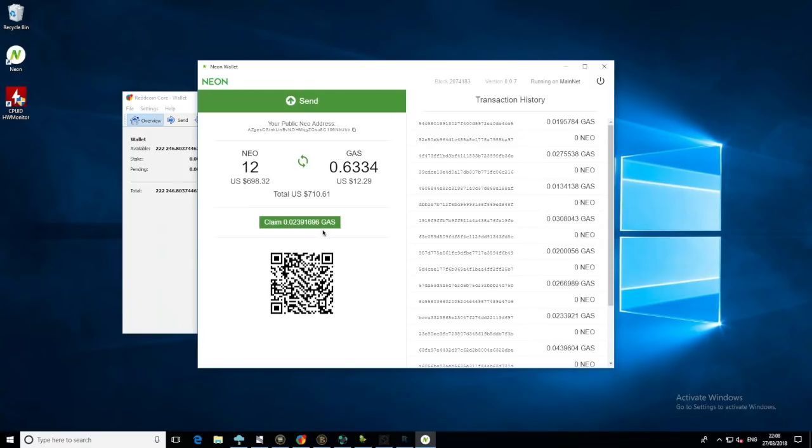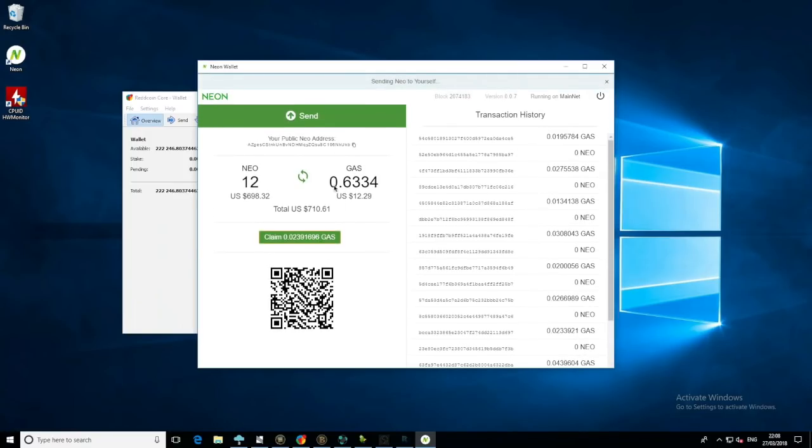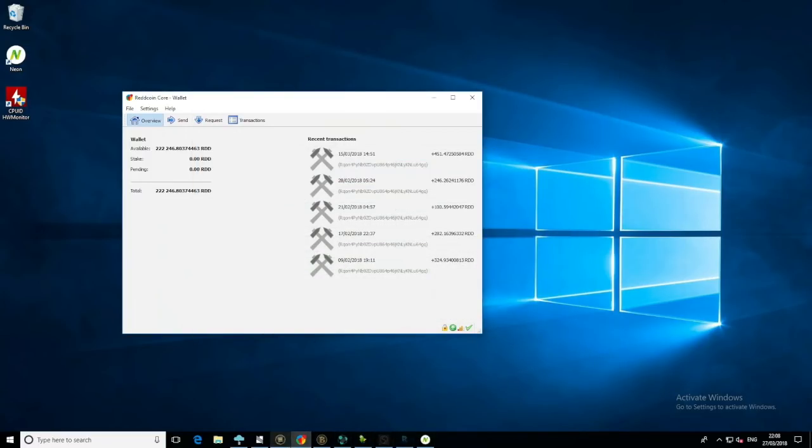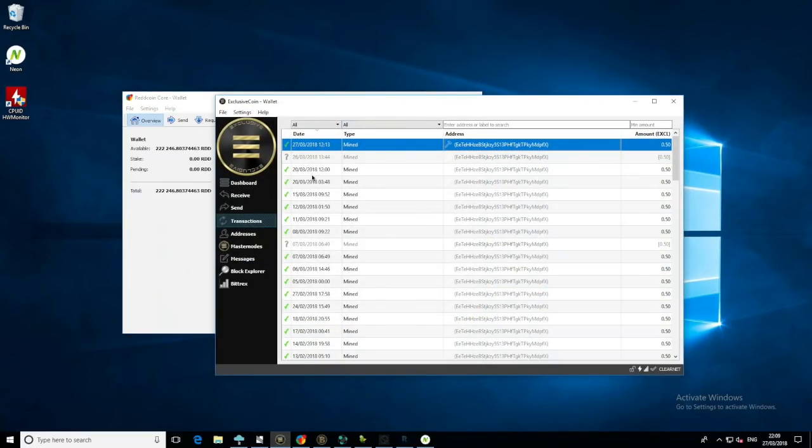And with GAS, we've got 0.023. I'm going to claim this. And I believe that's everything for all of these wallets. Oh, Exclusive Coin. So we've got one stake here. That gives us 0.5 Exclusive Coin. And I think that's it, everything for this wallet.